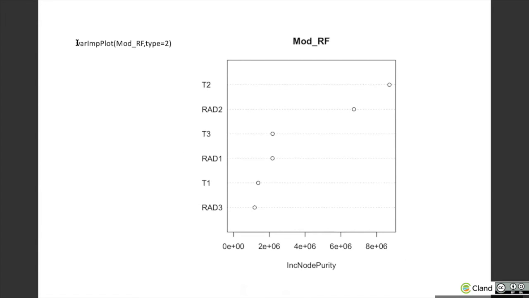In this graphic generated by the function varImpPlot, you can visualize the importance of the inputs. The value on the x-axis corresponds to the decrease of accuracy of the forest when the values of the inputs given on the y-axis are selected at random. So if I choose randomly the value of T2, I decrease a lot the accuracy of the forest, revealing that this variable is very important. And the second most important variable according to the forest is RAD2, and the least important variable is RAD3.